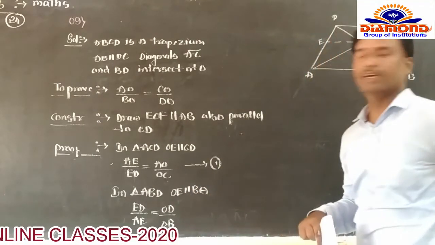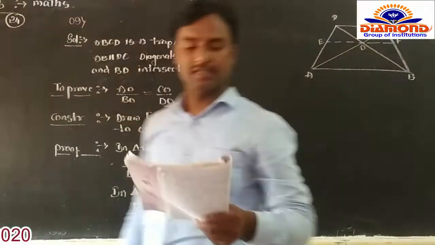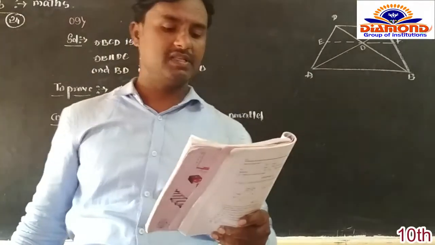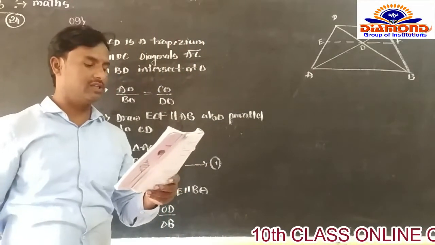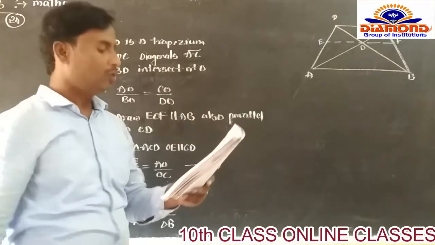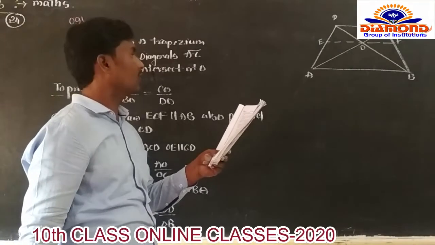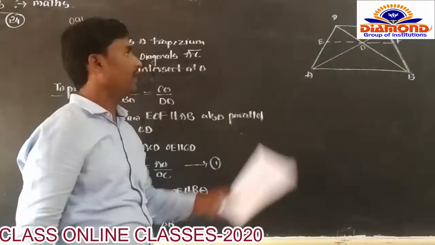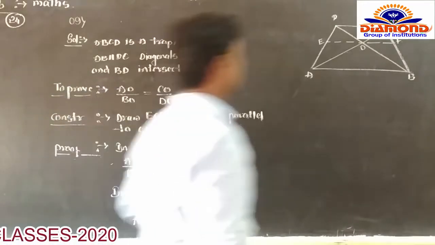I want to read the question number 9, dear students. What is the question? ABCD is a trapezium in which AB is parallel to the DC. And its diagonals intersect each other at the point O. Show that AO by BO is equal to CO by DO. Question kya pucha? Uske upar hum chahenge. Okay. So, what is the question?